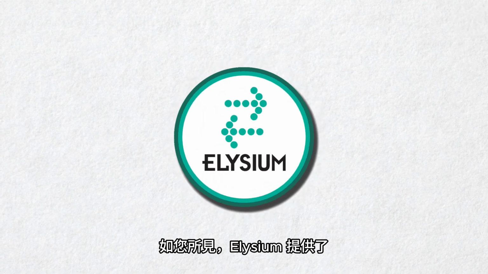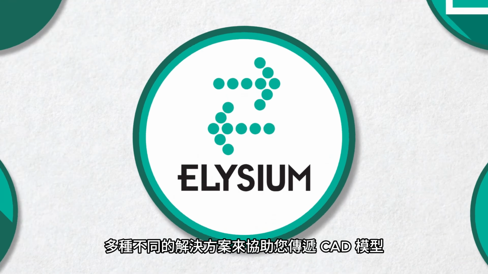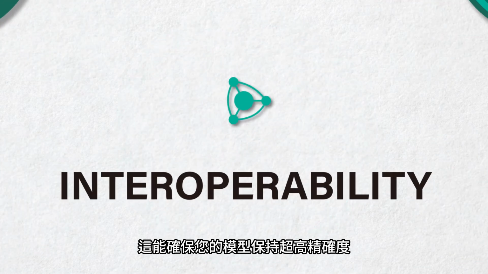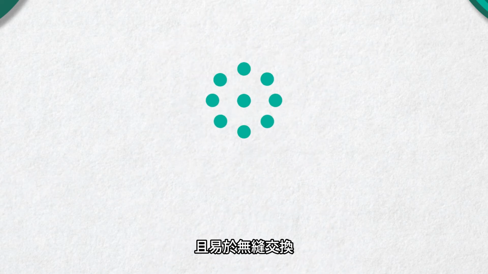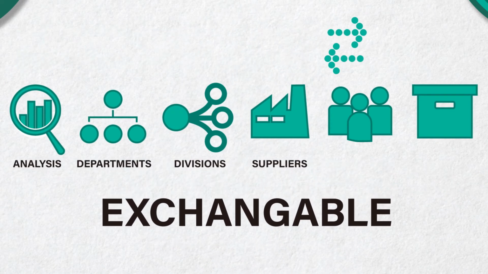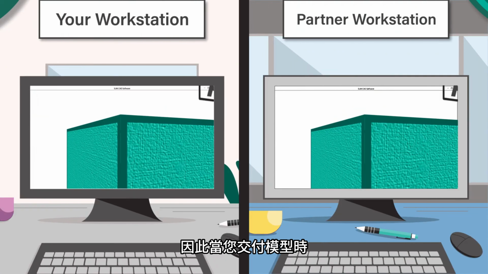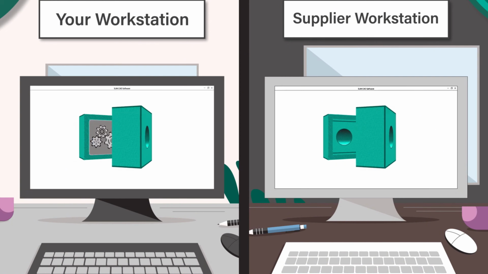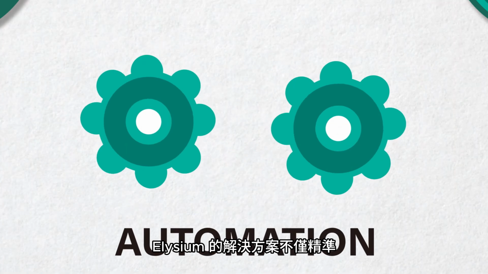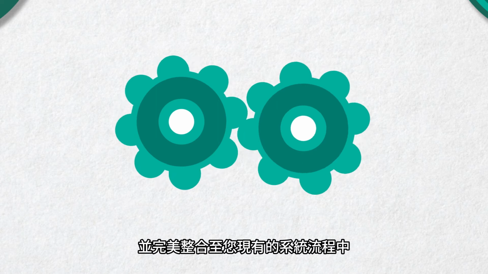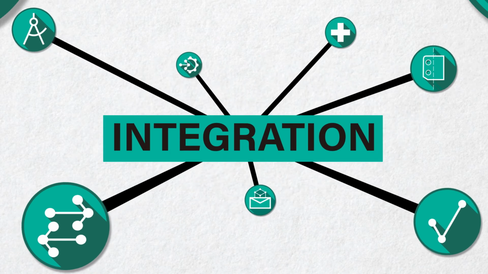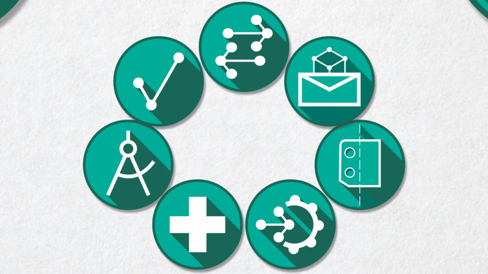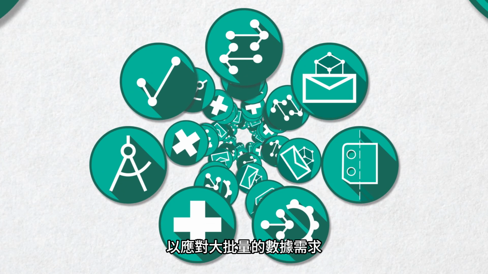As you can see, Elysium offers many different solutions to help you communicate your CAD model. At the heart of our solutions is interoperability, which allows your models to be accurate and exchangeable. So when you communicate your model, you can be confident that what you see is what they get. Not only are Elysium solutions accurate, they can also be automated and integrated into your systems. And all of these solutions can be batched for large volume.